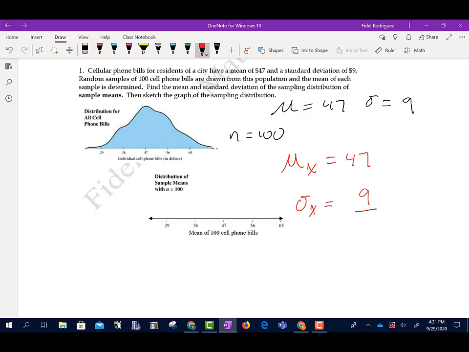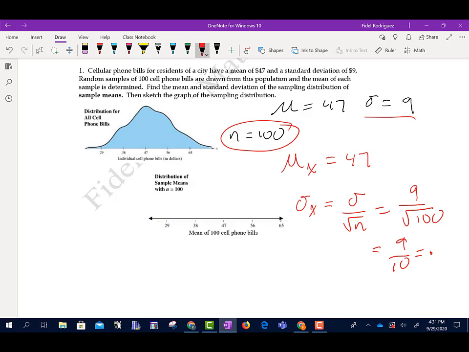Because my formula, actually, let me write the formula for you guys so you can see it. My formula is going to be standard deviation divided by the square root of n. So my standard deviation is 9 divided by the square root of n, which in this case we said was 100, okay? The square root of 100 is 10, and as a decimal, guys, this is 0.9, okay? So let's see what that means.